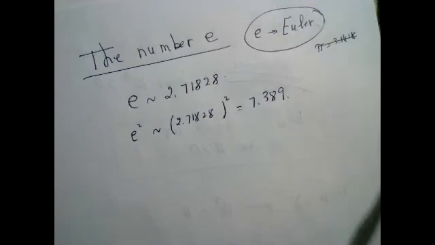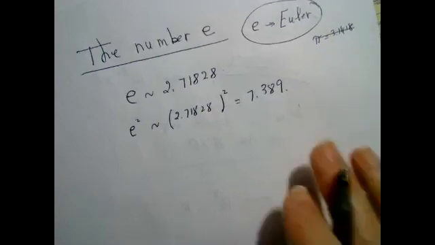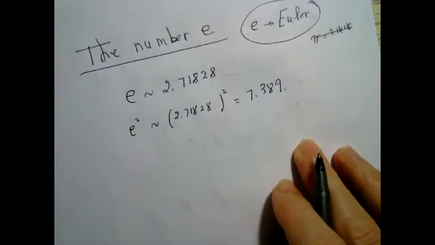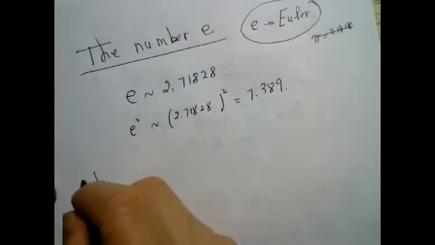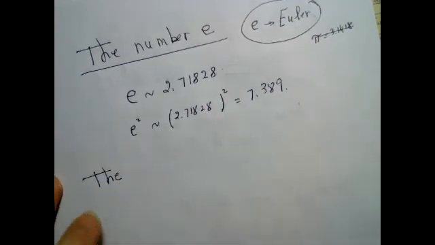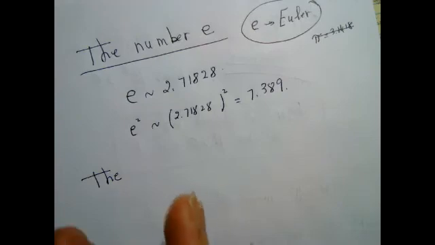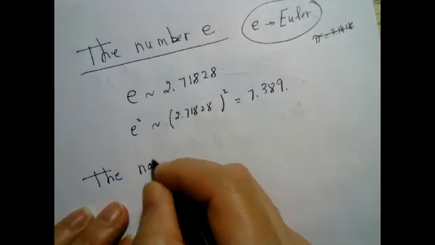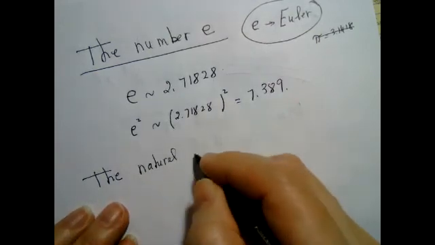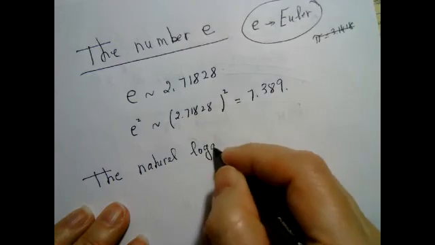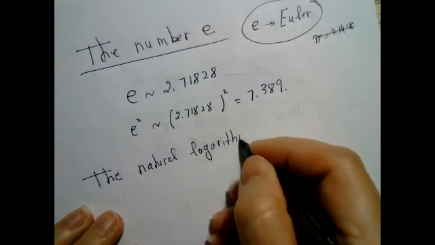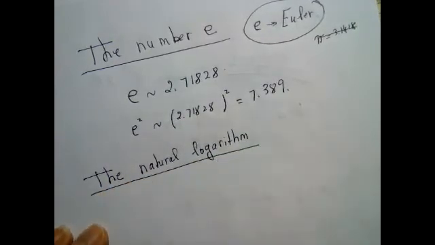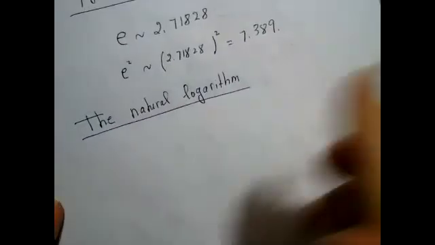That's what it is. Now we're going to define the following: the idea of the natural logarithm, which is the same thing as I did before, but instead of using 10, I'm going to use e because of its importance. So we're going to call this something called the natural logarithm. So, definition.